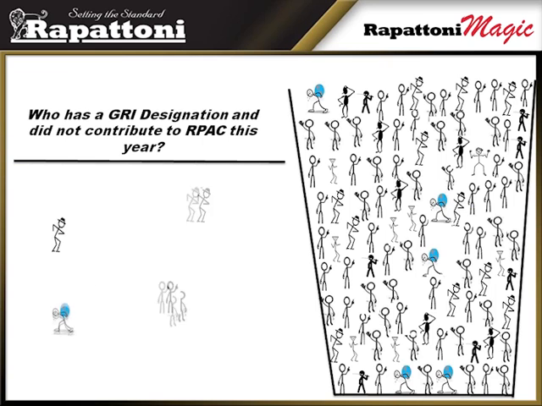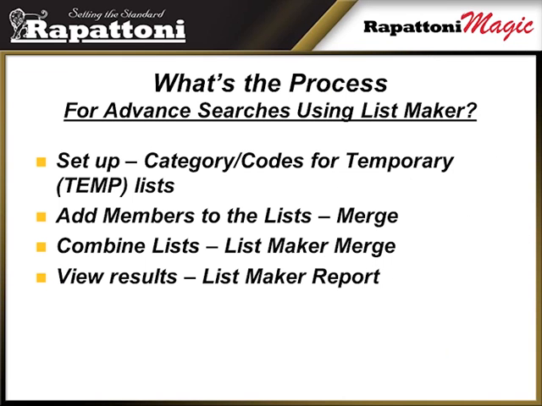Then, using a ListMaker merge, you actually can answer the question that the GAD is asking: who has a GRI designation and did not contribute to RPAC this year? And this would all be on one report. So essentially, I'm taking two separate processes, using the search feature of the merge, allowing it to combine a temporary result set in a list, and then later combining the two and just finding those records that are common to both. Exactly. All right, you've got to show me this. That's right. I'm skeptical.